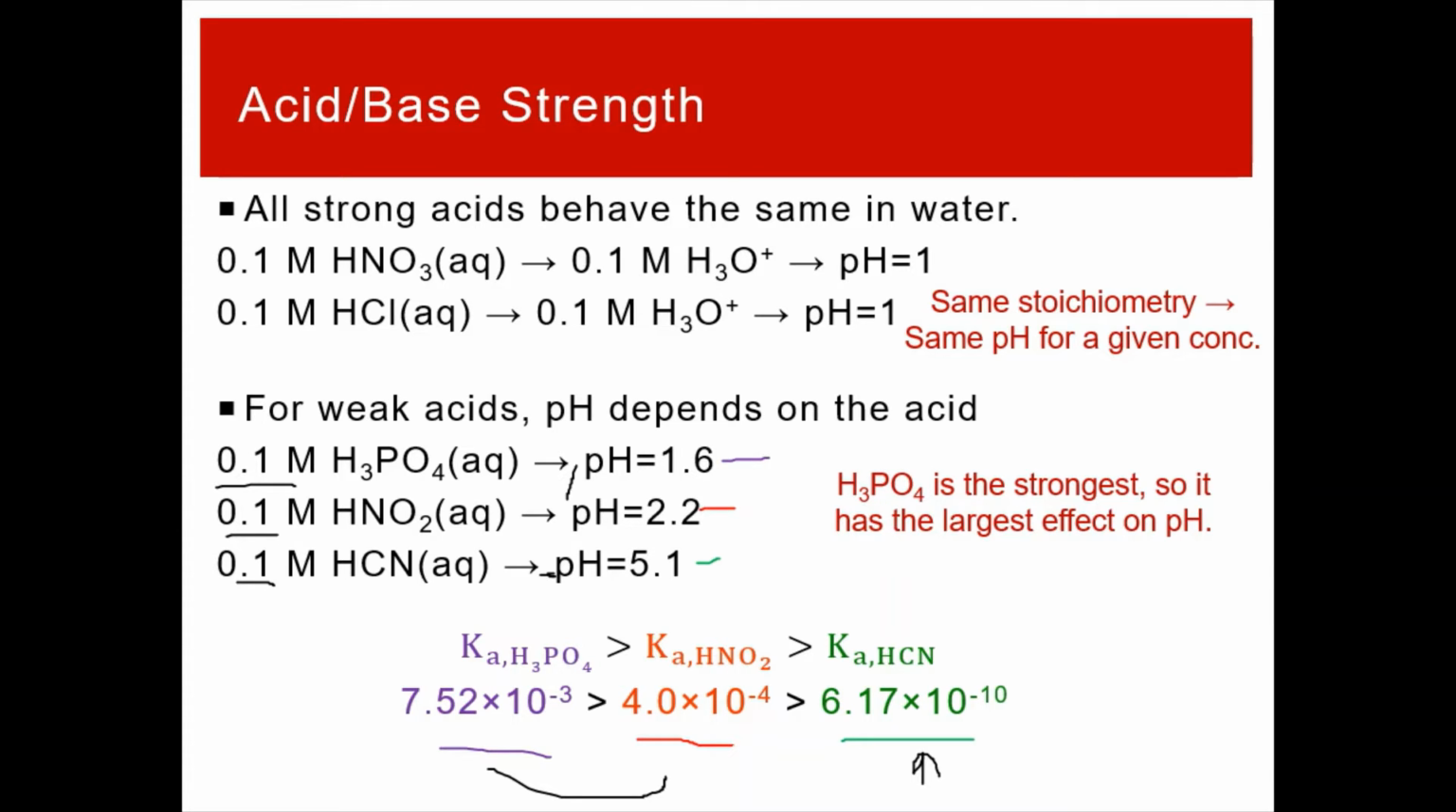You'll also even note the strong acids are only at pH 1. 1.6 isn't that bad. It is a pretty good, pretty strong weak acid. It is a stronger weak acid, right? It's kind of relative, stronger, weaker within the realm of weak acids.